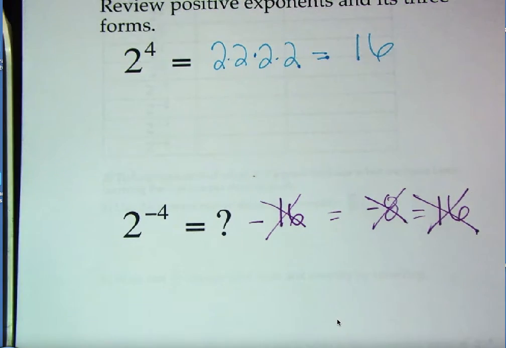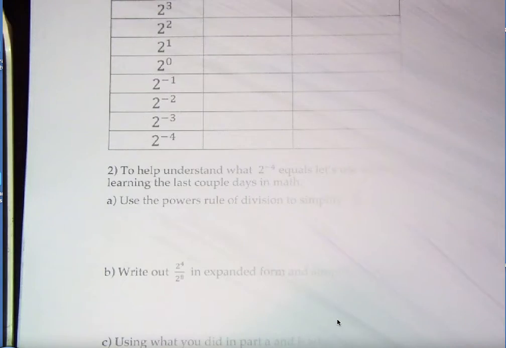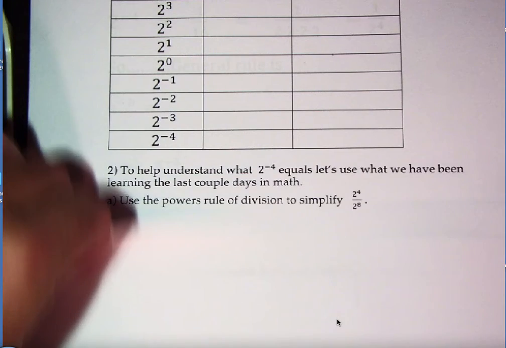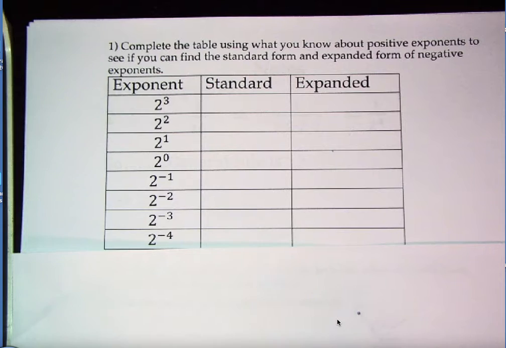I could just tell you, but you know me. I just want you to discover it on your own. I have this little handout here. I want you to complete the table using what you know about positive exponents to see if you can find the standard and expanded form of negative exponents. And you're going to do what mathematicians did a long time ago. They had to base negative numbers and exponents on what they knew before.